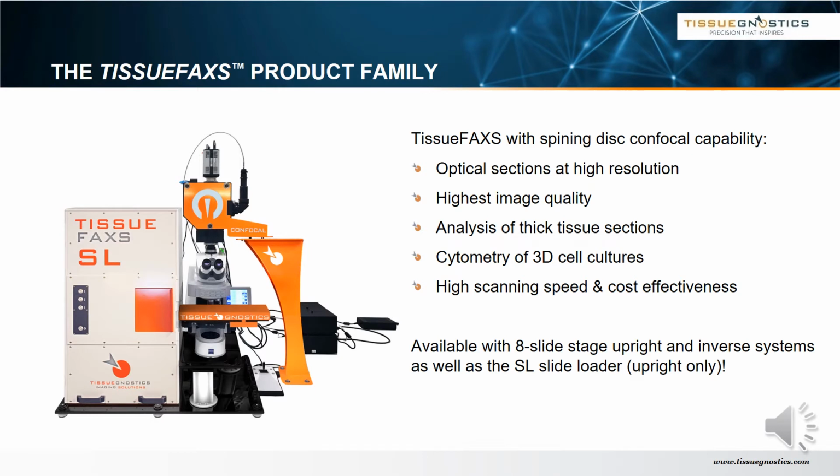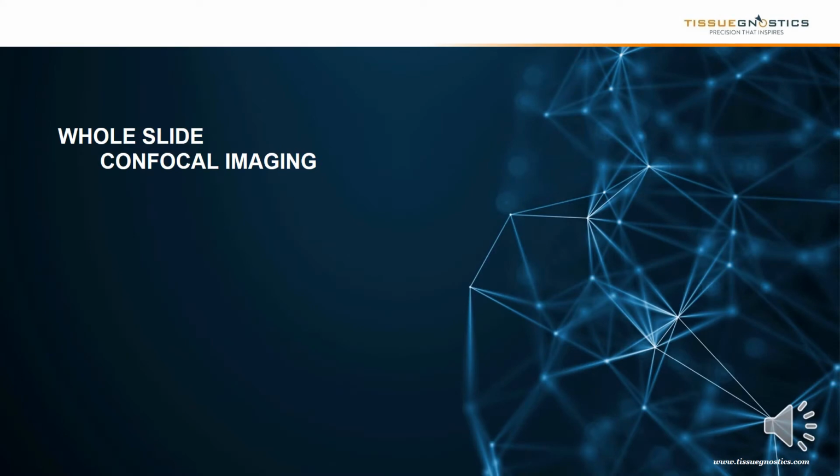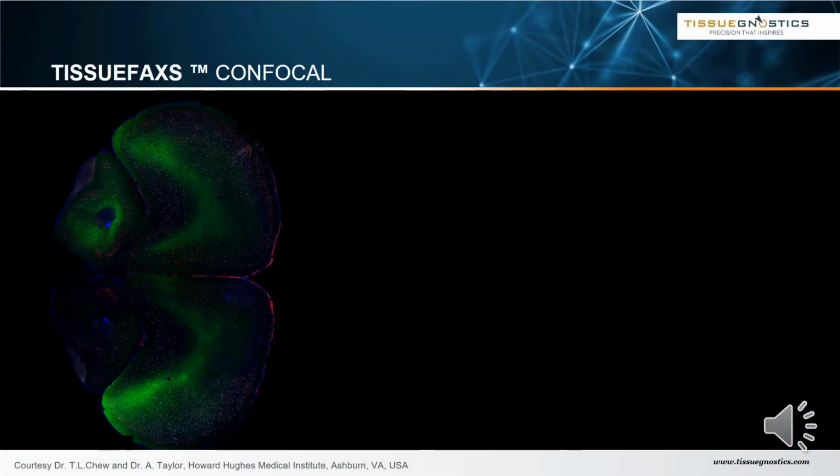For high throughput scanning, there is a version of TissueFAXS with a slide loader, TissueFAXS SL. And every fluorescence configuration of TissueFAXS can be equipped with a spinning disc confocal, which allows whole slide imaging in confocal mode. Here we see an example of a section through an entire mouse brain.